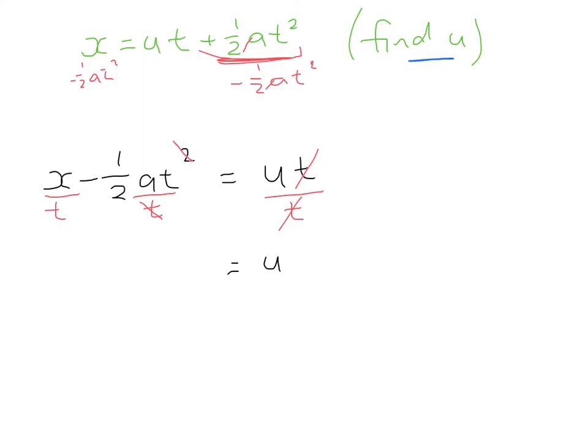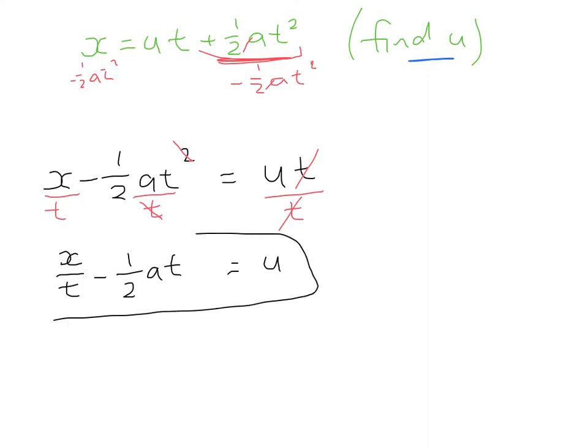So what we'll end up with on the left hand side is x over T, take away a half a T, and that is a result that you can have for that one there. It does look a little bit messy, and there are some other ways in which we can arrange this, but we'll just leave it like that for now.